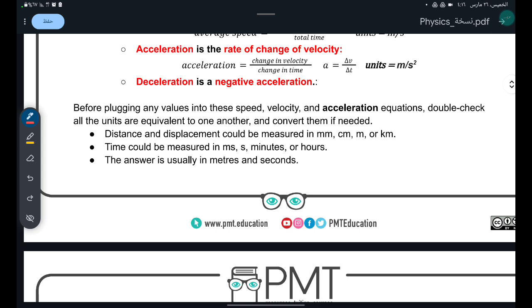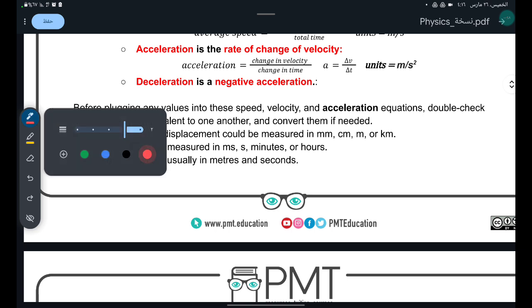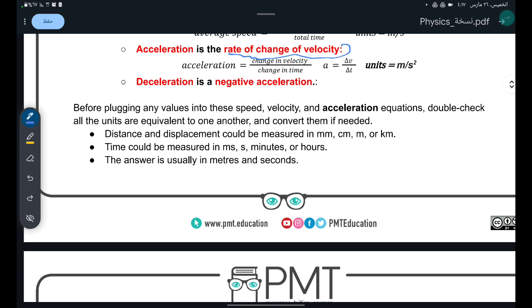What is acceleration? Acceleration is defined as the rate of change of velocity. We are using this formula to find acceleration: a equals delta v over delta t. Acceleration is simplified to a, and the rate of change of velocity is simplified to delta v.